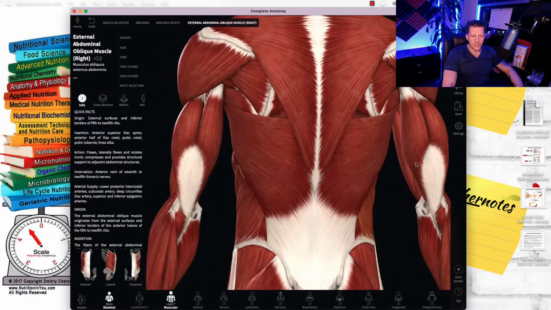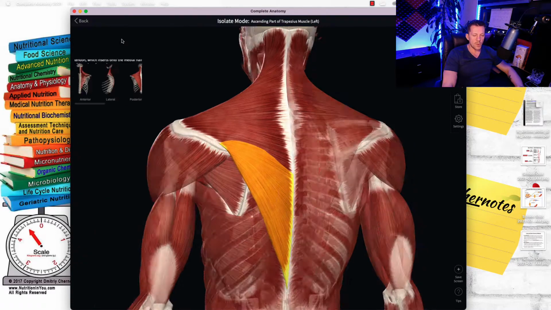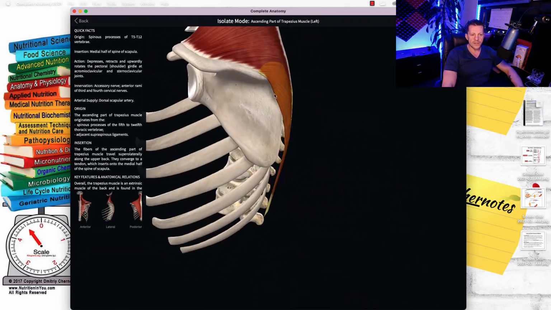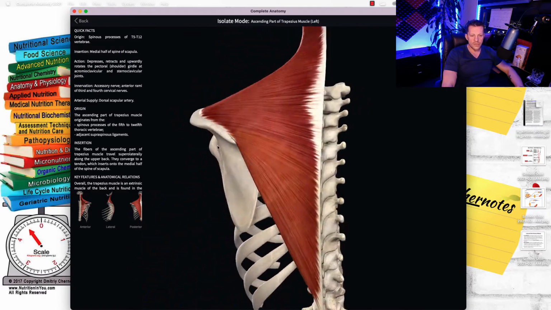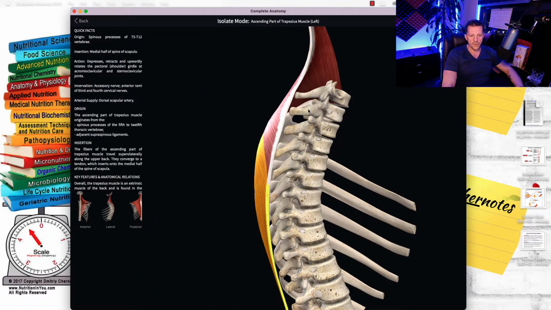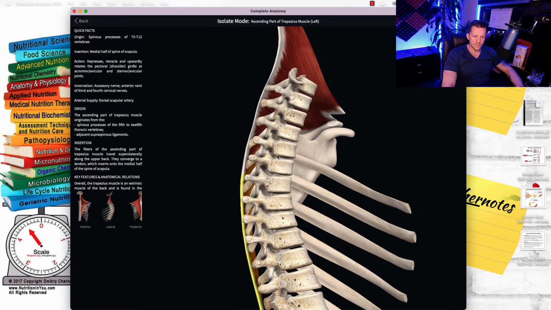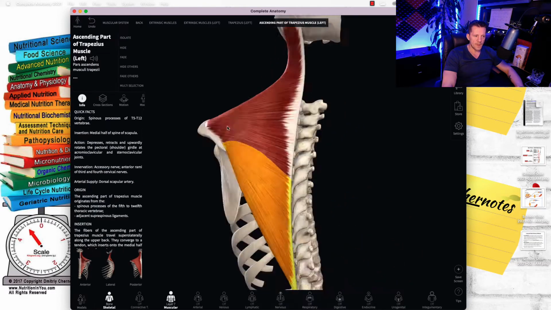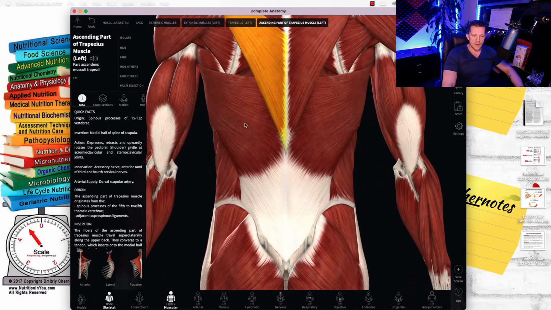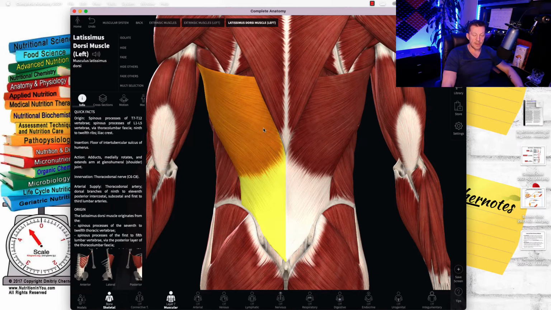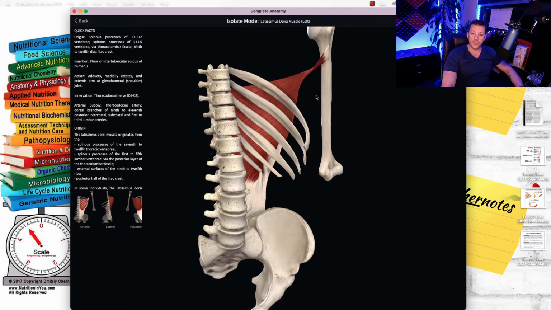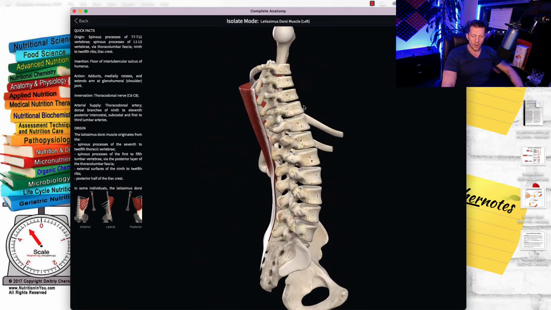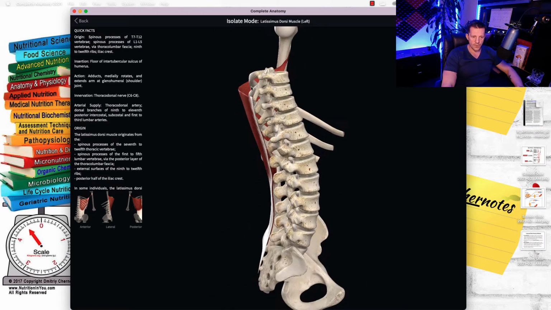So now let's look at the trapezius. When we isolate them, they're connected to the scapula, and also connected to the vertebral column, to those projections. And the Latissimus Dorsi in the back, if we isolate them, they're connected to the humerus as well, and also to the vertebral column, to those processes over there.